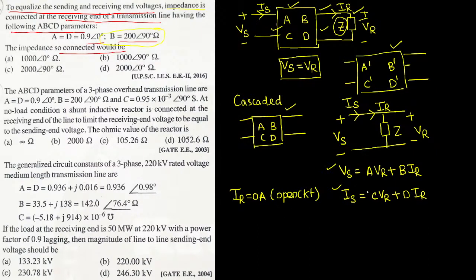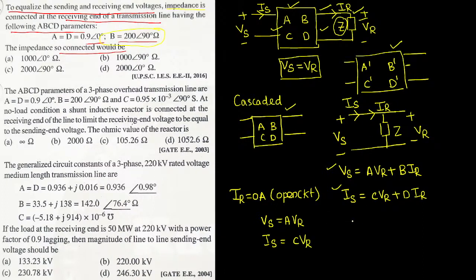For receiving end current as 0 அப்படினா what will happen? இப்போ equation அப்ப என்ன வரும்? Sending end voltage Vs equal to A times of receiving end voltage. Similarly, sending end current Is equal to C times of Vr. Very simple. Now if you observe the circuit carefully, when the receiving end current will become 0.